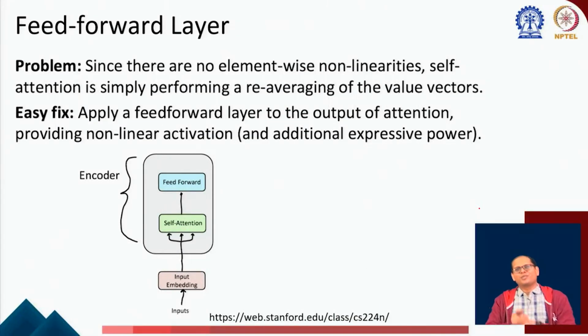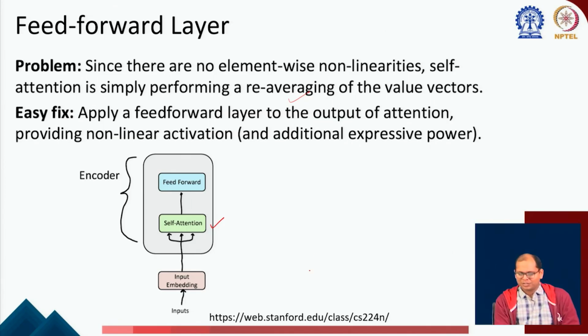Fine. So what next is there in the transformer block? We talked about self-attention as one of the most important ideas. What else is there? Till now, what is happening in self-attention? You are simply taking a weighted average of all the values. So there is no non-linearity being introduced here. This is simply performing a re-averaging of the value vectors, nothing else. So how about introducing some non-linearities? And that is why we have a feed-forward network.